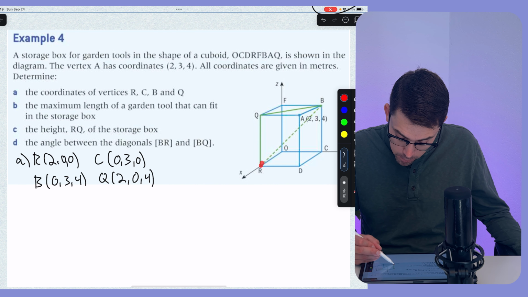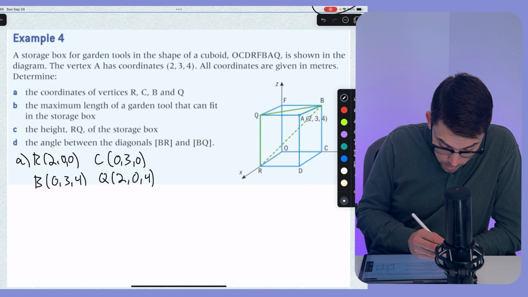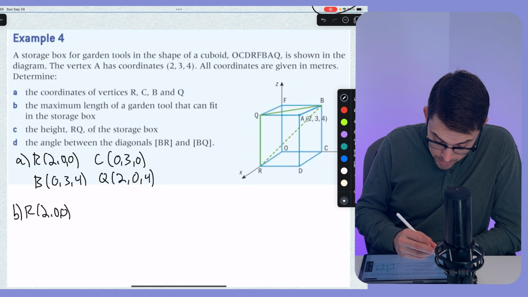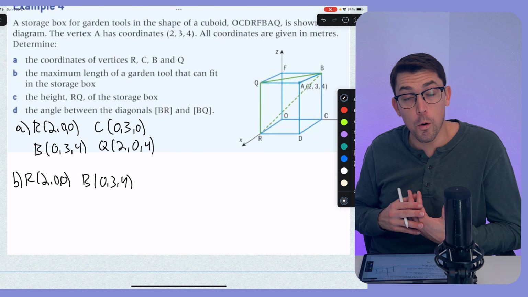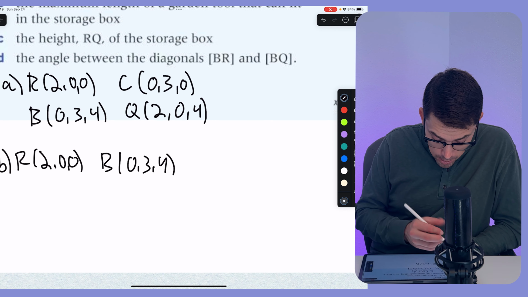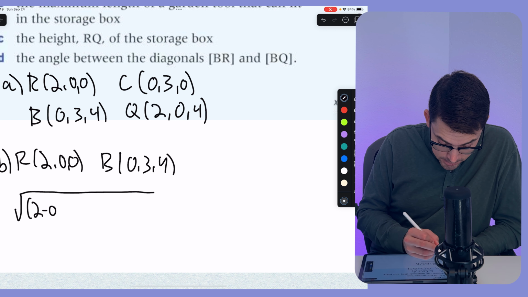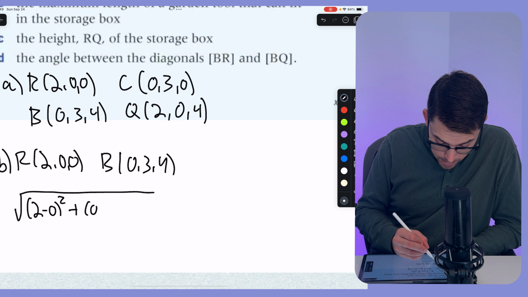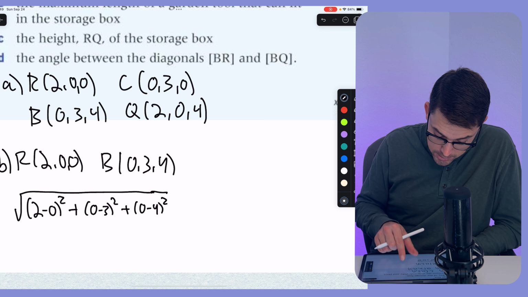So again, I'm looking for the distance from R all the way to B in 3 dimensions. So again, if my coordinate of R is going to be 2, 0, 0, and my coordinate of B is going to be 0, 3, 4, well, now all I have to do is use my distance formula in 3 dimensions, plug these values in, and I'll get out the correct answer. So I'm going to be taking the square root of the difference in my x's squared plus the difference in my y's squared plus the difference in my z's squared, just like that.